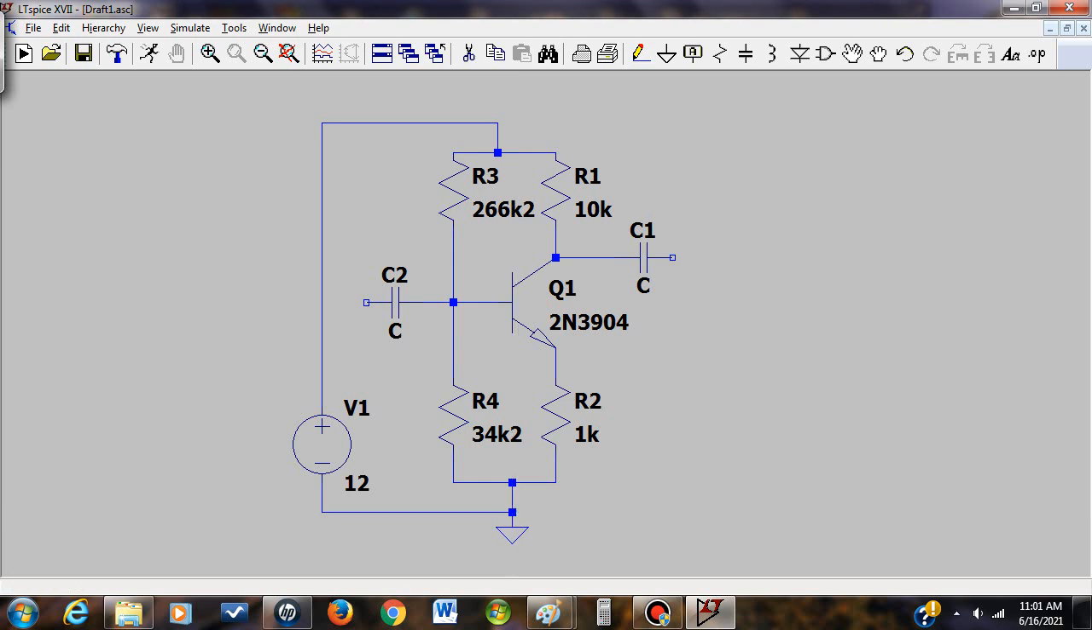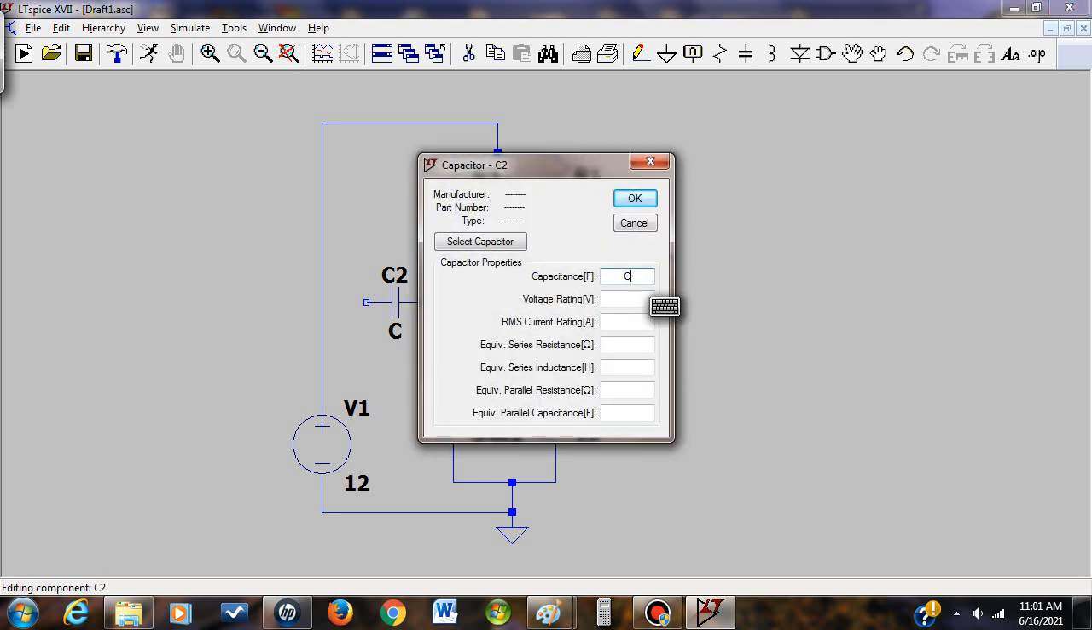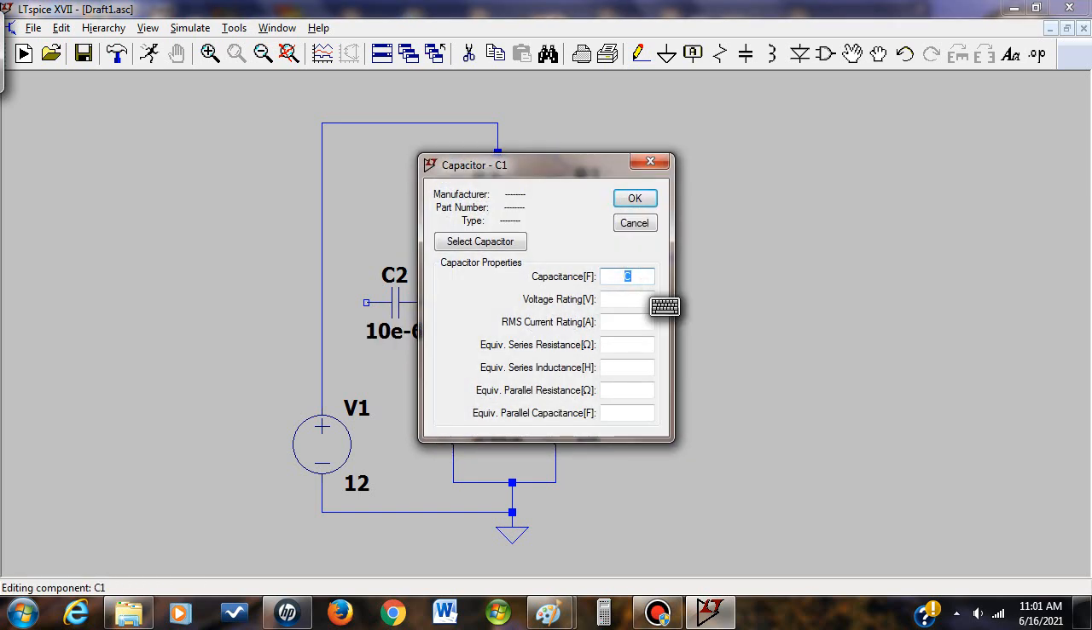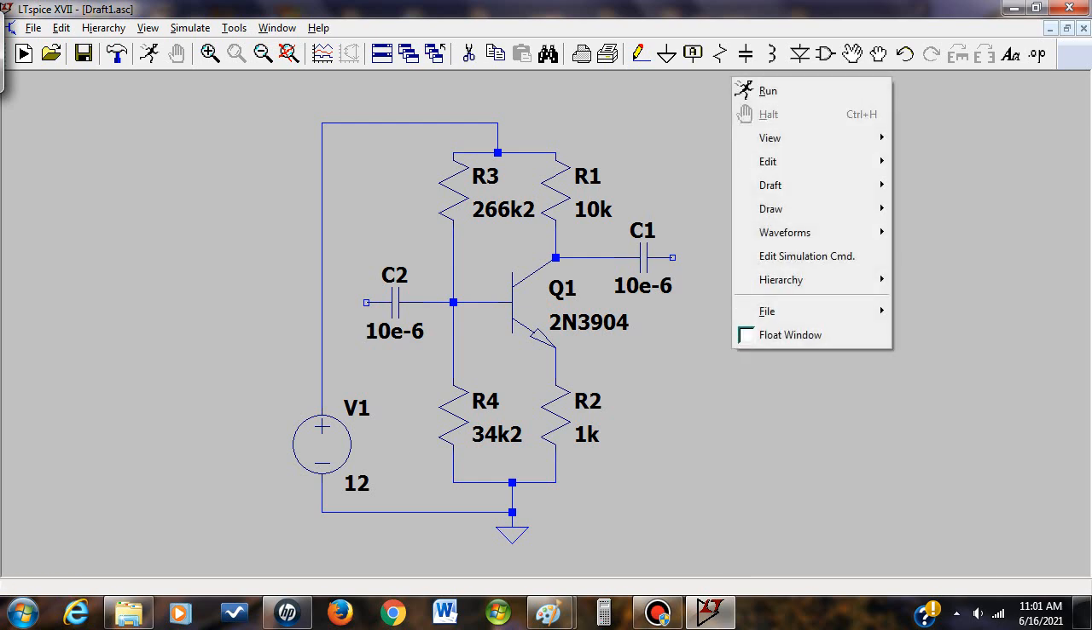Alright, next thing, of course, we need to go ahead and select values for the capacitors. Let me go ahead and choose 10 microfarad, and the same over here. That should be sufficient. And we have to input a signal, of course.